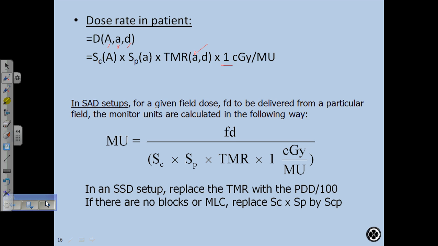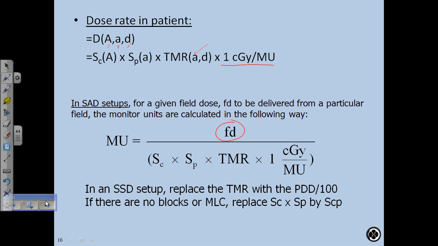And then the 1 centigray per MU reference dose rate. So in SAD setups, for a given field dose, the MUs are calculated obviously for each field. The field dose is typically, if it's 180 centigray a day, the field dose for a single field would be 180. For two fields, it will be a percentage of the weight of each field. So MU is equal to SCF times SPF times TMR times the reference dose rate. In an SSD setup, replace TMR with a PDD over 100.